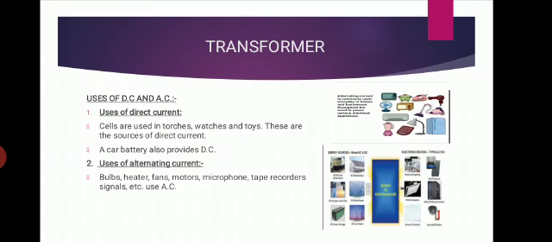What are the uses of AC? Bulbs, heaters, fans, motors, microphones, tape recorders, signals, etc. use AC voltage. You see in the figure, home and office outlets almost always use AC. AC is also capable of powering electric motors and many large appliances like refrigerators, dishwashers, and so on, which run on AC.